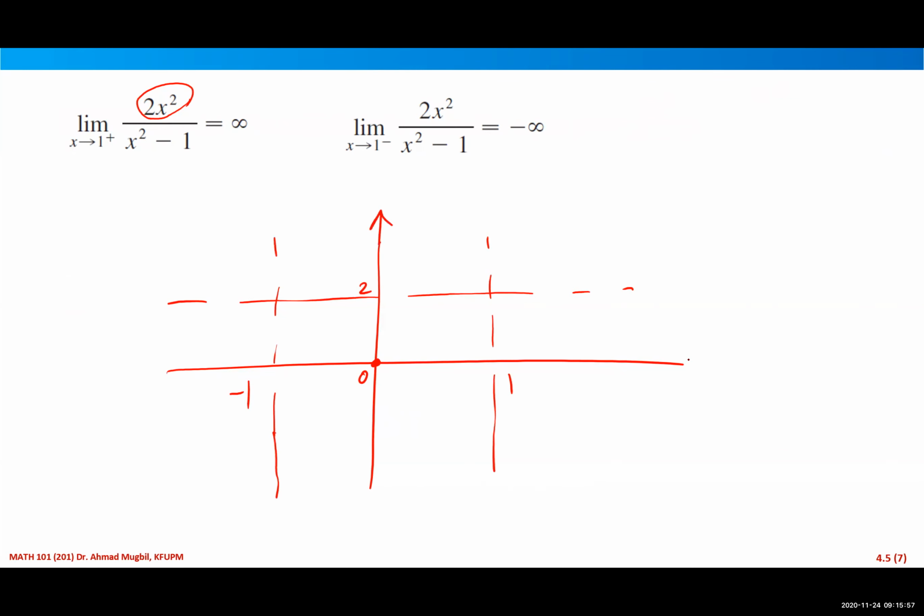Now I can imagine how my graph will look. Can you help me with that? When x goes to 1 from the right, where is it going? To infinity. So it will go this way.